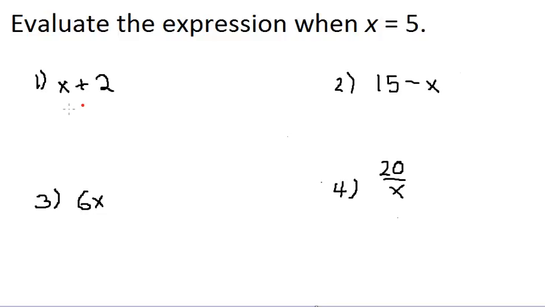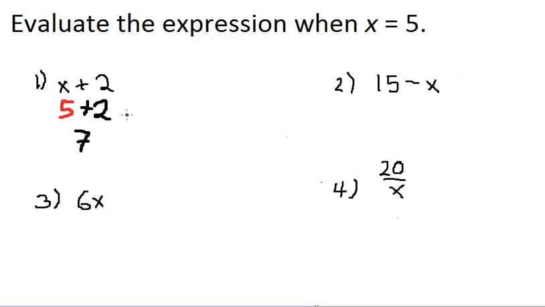Alright, so let's go over here to the first one. And remember, we're going to use that idea that this x is the exact same thing as 5, and 5 is the same thing as x, so we can just replace all our x's with 5s. So we're going to replace this x with a 5, and then just keep the rest of it exactly the same. So that plus 2 is going to stay exactly the same. So we end up with 5 plus 2, which of course just gives us 7.